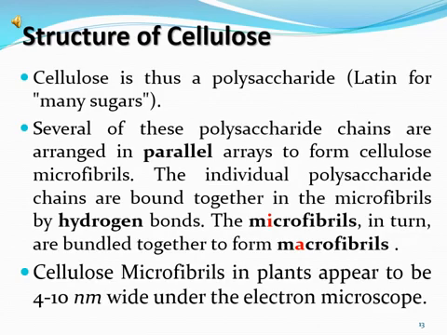Cellulose is thus a polysaccharide, Latin for many sugars. Several of these polysaccharide chains are arranged in parallel arrays to form cellulose microfibrils. The individual polysaccharide chains are bound together in the microfibrils by hydrogen bonds. The microfibrils in turn are bundled together to form macrofibrils. Cellulose microfibrils in plants appear to be 4 to 10 nanometers wide under the electron microscope.